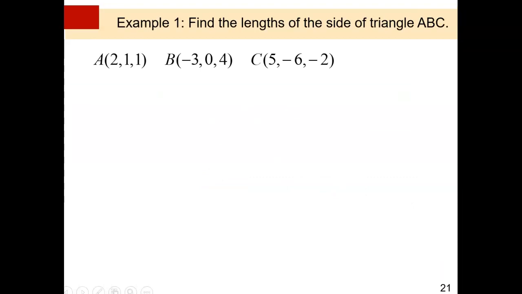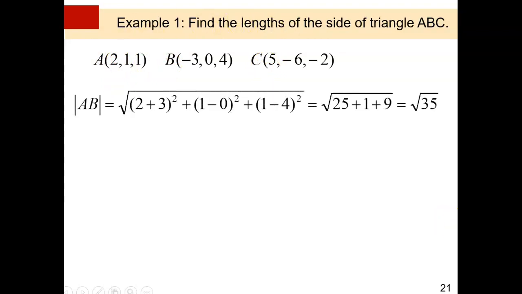All right, so let's try a couple of examples. Find the lengths of the sides of a triangle ABC. Now remember, if I want to find the lengths of each side of this triangle, I simply find the length from A to B, the length from B to C, and the length from A to C. Using our equation for the distance between 2 points, we get the length of AB is radical 35, and we can leave it just like that.